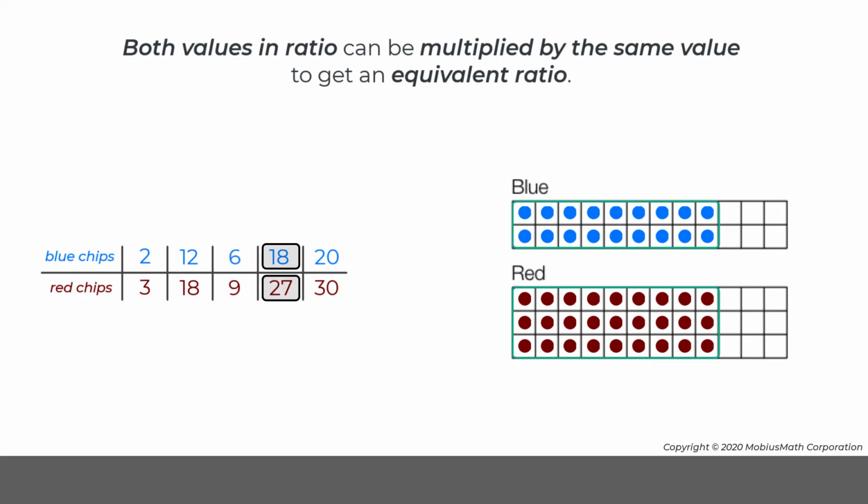Note, both values in a ratio can be divided by the same value to get an equivalent ratio. In this example, division can be understood as reversing the process of multiplying.